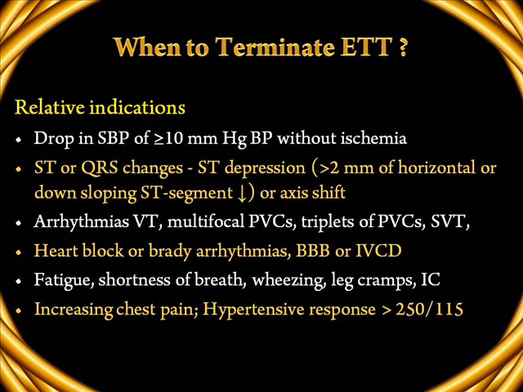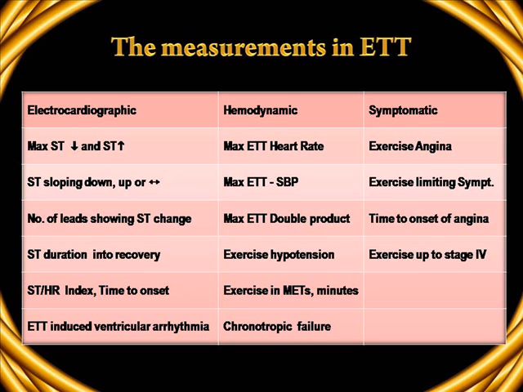ST or QRS changes, ST depression of more than 2 millimeters of horizontal or downsloping nature with or without axis shift. Arrhythmias, ventricular tachycardias, multifocal premature ventricular complexes, triplets of PVCs, supraventricular tachycardia, heart block or bradyarrhythmias, bundle branch blocks, intraventricular conduction defects, fatigue, shortness of breath, wheezing, leg cramps, intermittent claudication, increasing chest pain, hypertensive BP response of systolic more than 250, diastolic more than 115 are relative indications for terminating ETT.